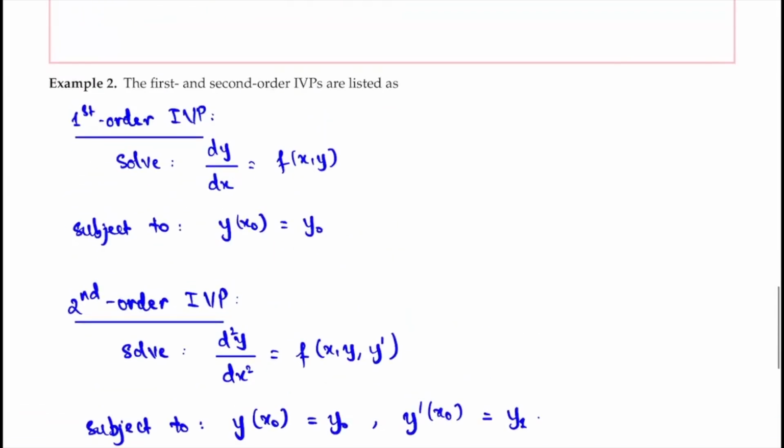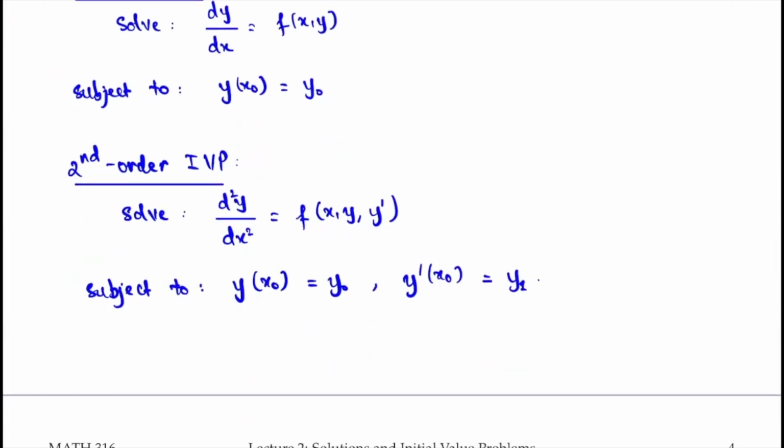Think of the first order differential equation as having the velocity, right? And you want to find the value of y, which is the position function. What you need to know is the initial position. Now for the second order initial value problem, think about acceleration functions. To solve for the position function y, you need to know the initial position and the initial velocity.